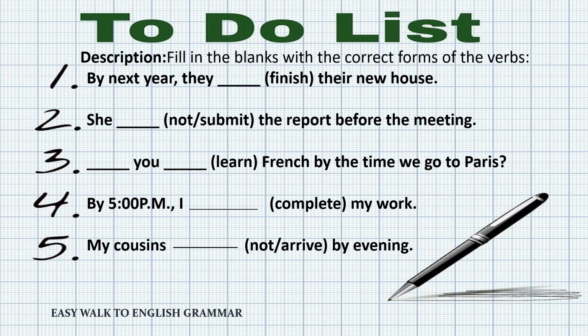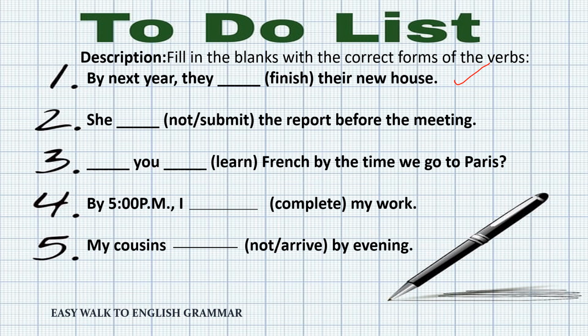Now we can go through a small to-do list. You have to fill in the following 5 questions with the correct forms of the verbs given in the brackets. I'll read the sentences one by one. First sentence. By next year, they dash finish their new house.